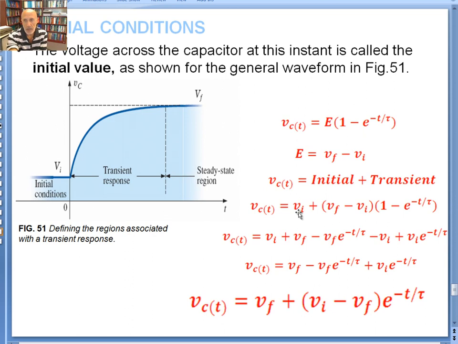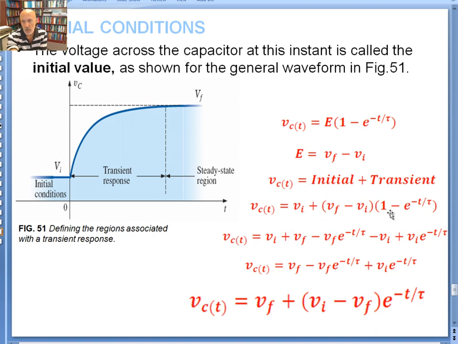So if I plug that into the equation, V sub C of t is equal to V sub I for the initial value, plus the transient, which is this equation right here, but I'm going to substitute V sub F minus V sub I to give you this equation. The book does it slightly differently, but it's the same thing.